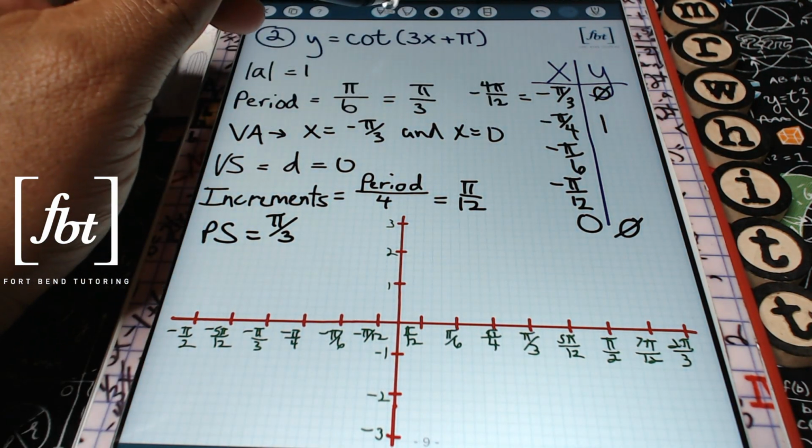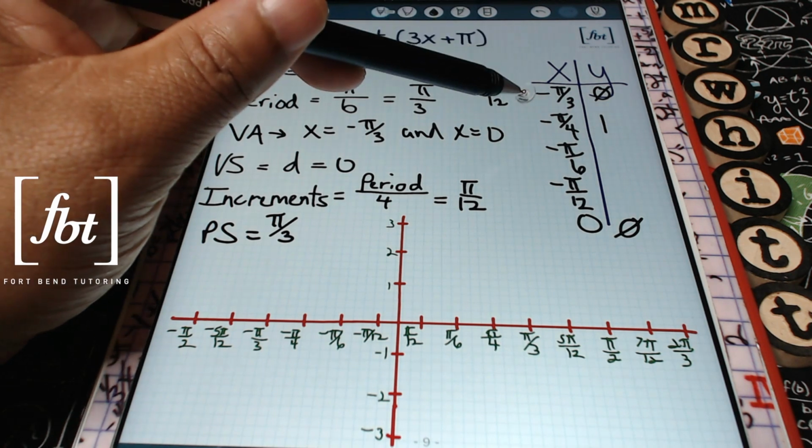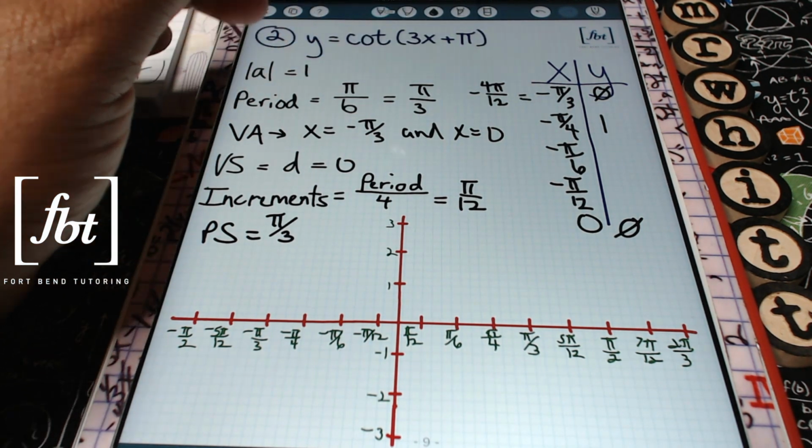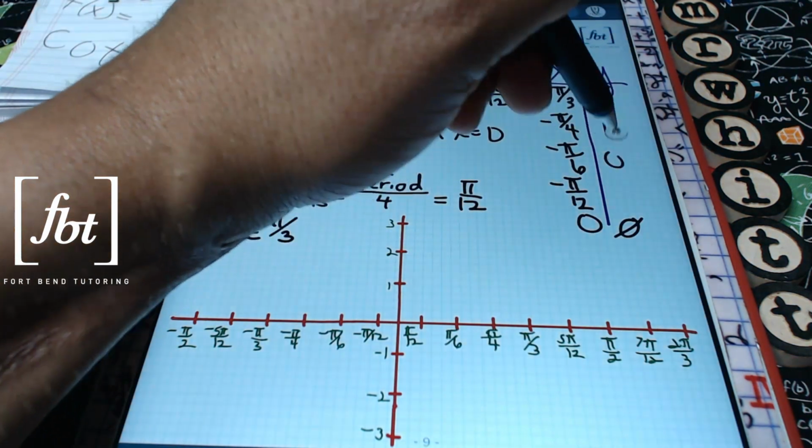And then we'll be plugging in negative pi over 6. Well, 3 times negative pi over 6 gives you a negative pi over 2. And negative pi over 2 plus pi is pi over 2. And cotangent at pi over 2 is 0.